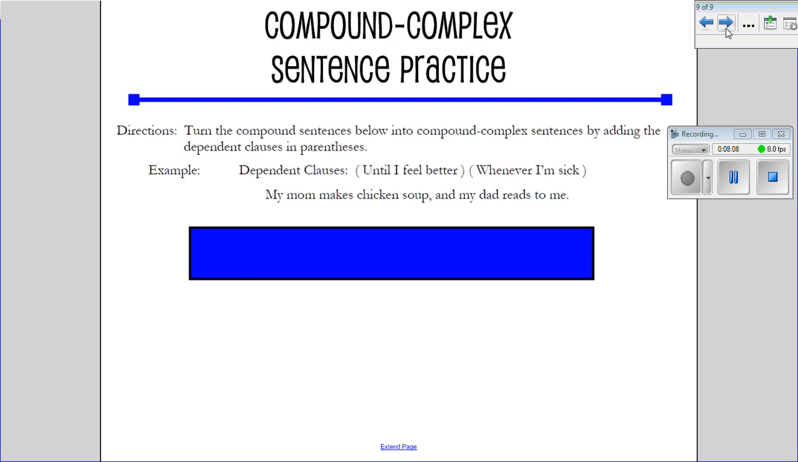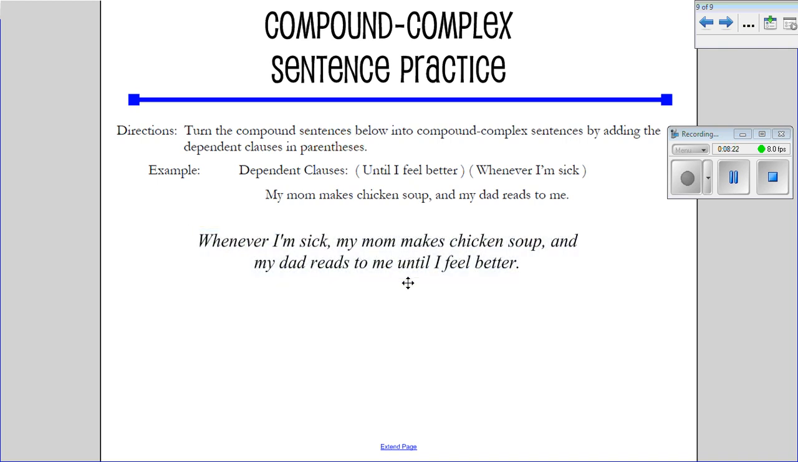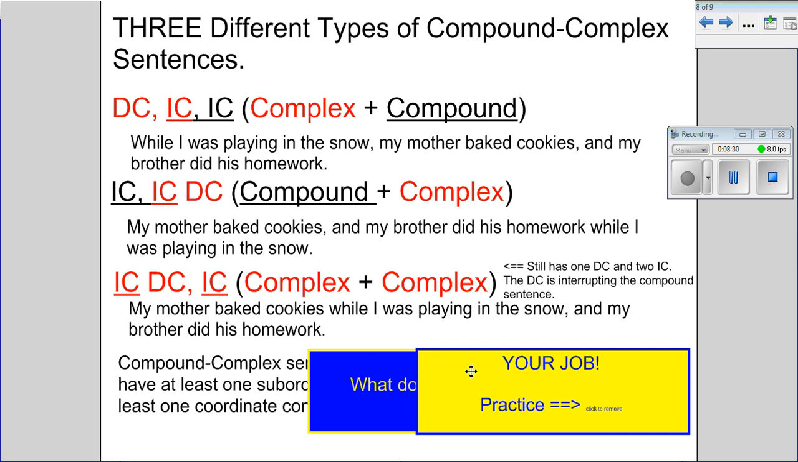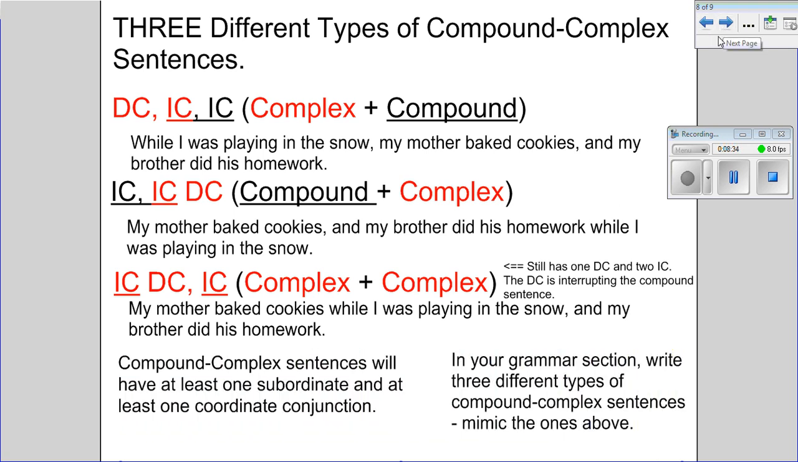And then you'll get a worksheet to work on practicing with your compound and complex sentences. You'll have a compound sentence, and it will give you dependent clauses that you'll add to make it a compound complex. So go ahead and mimic the sentences that you see on this slide. And then you will come see me to get a worksheet.